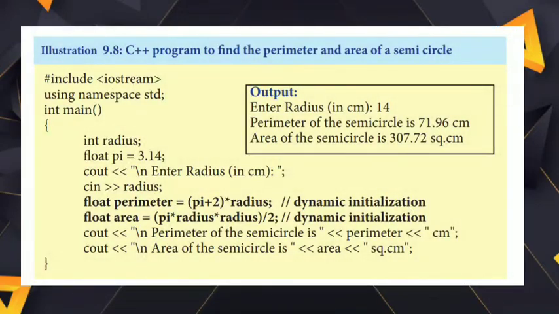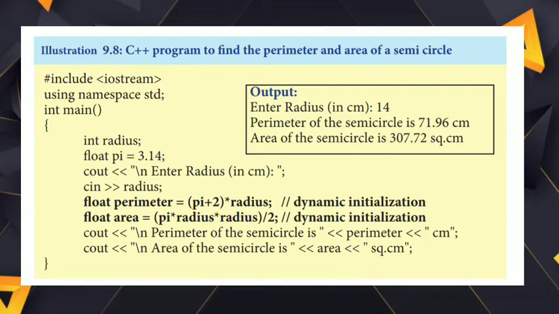Okay, the next example is a C++ program to find the perimeter and area of a semicircle. Hashtag include iostream, using namespace std; int main, int radius, float pi is equal to 3.14. Enter radius, 14. Cin radius. Float perimeter is equal to pi plus 2 into radius, the formula. Float area is equal to pi into radius divided by 2, another formula for area, one formula for perimeter.